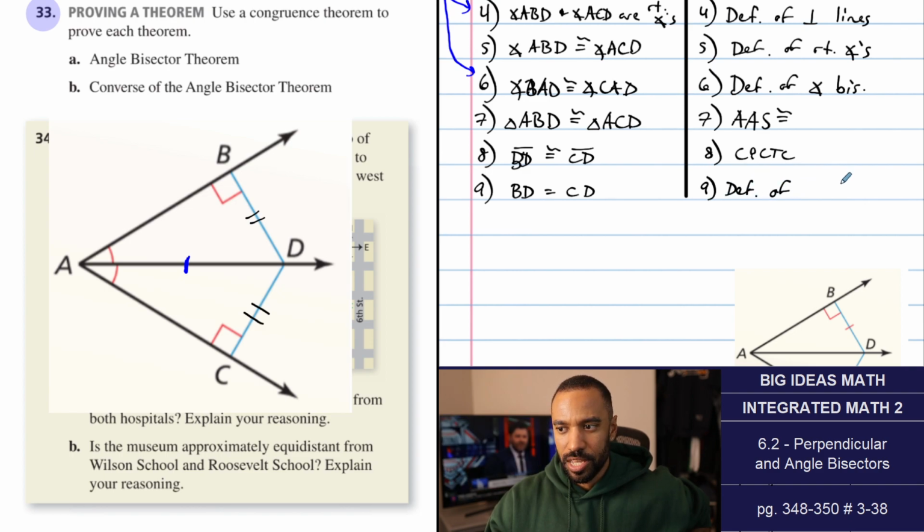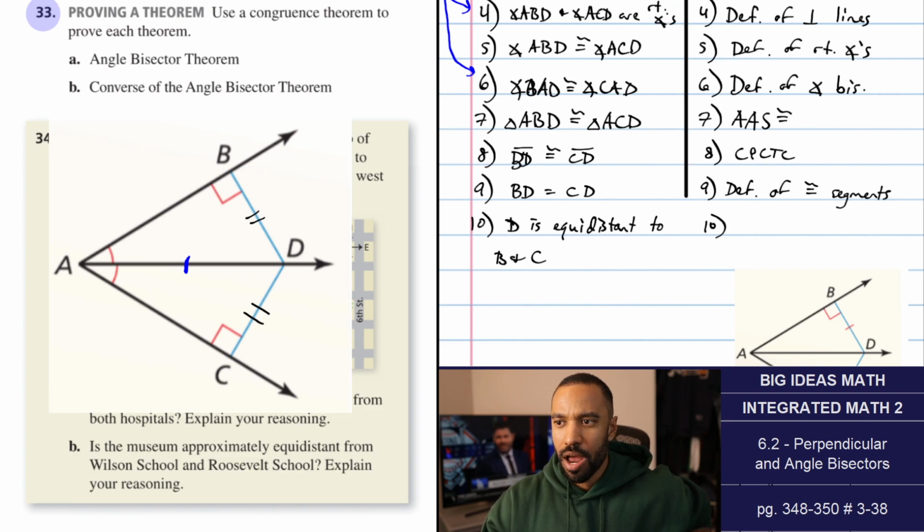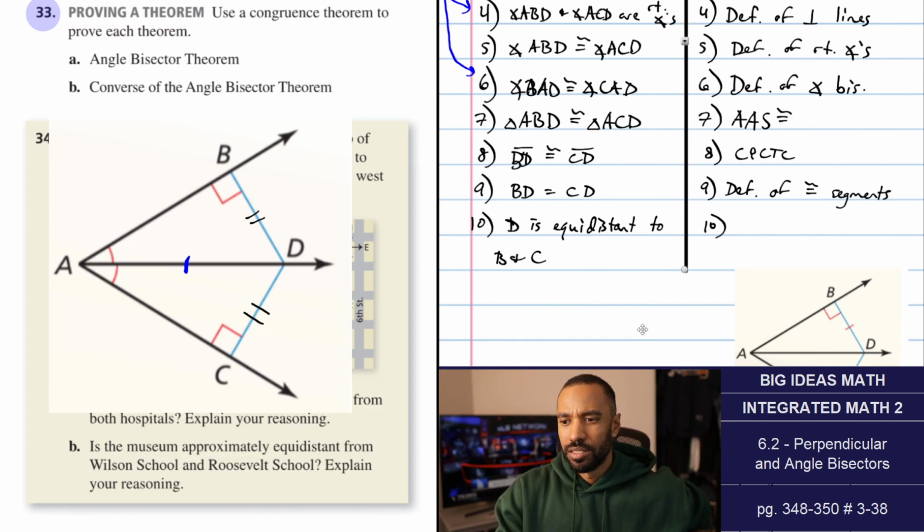This is also going to be 10 steps. Definition of congruent segments. And then, therefore, D is equidistant to B and C. I don't have a good reason for this. It's probably a definition. Definition of equidistance?